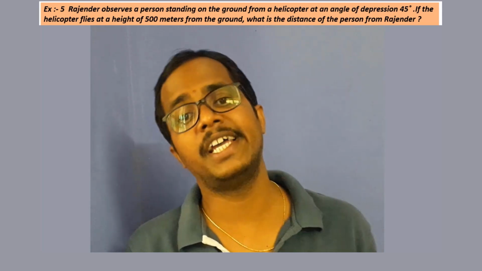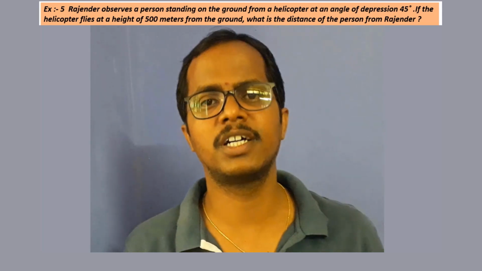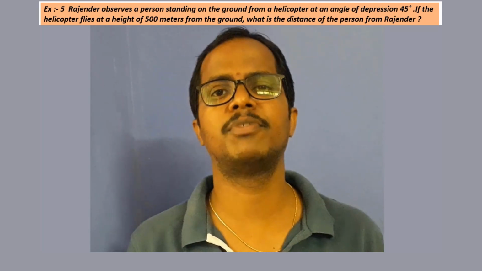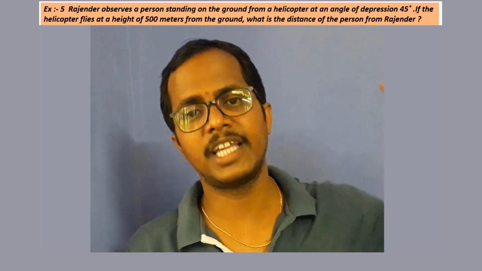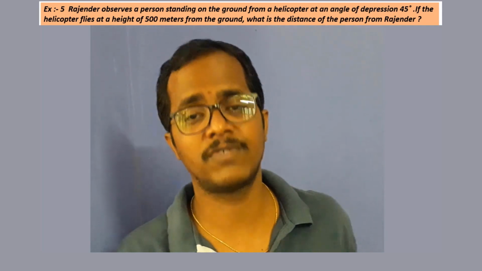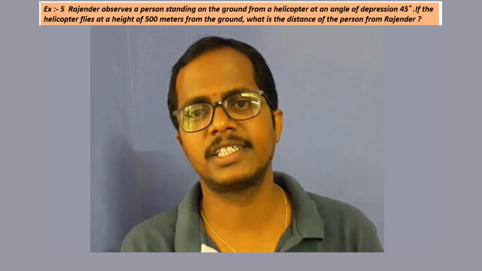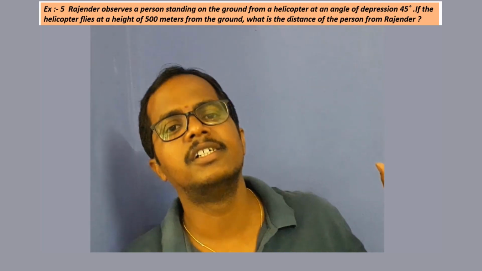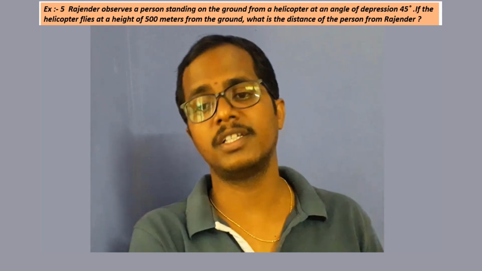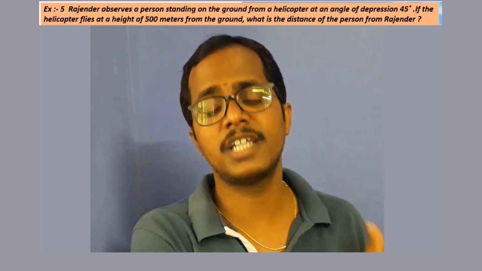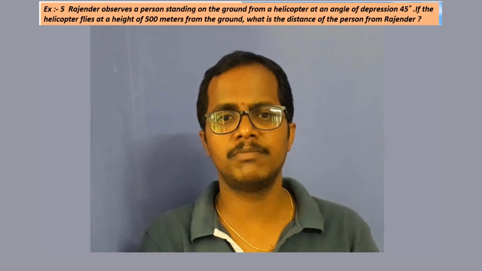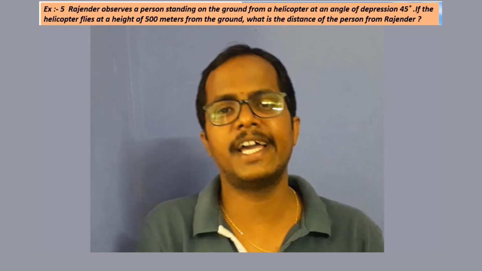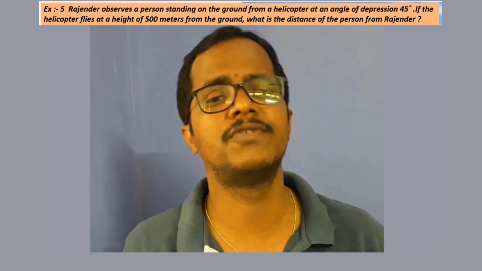If the helicopter flies at a height of 500 meters from the ground, what is the distance of the person from Rajendra? So it is also given that the helicopter is flying at a height of 500 meters from the ground. And what he is asking, what is the distance of the person from Rajendra? So we need to find the distance of the person from Rajendra. So to solve this problem, first we need to draw the diagram, suitable diagram for this given situation. Let us see.